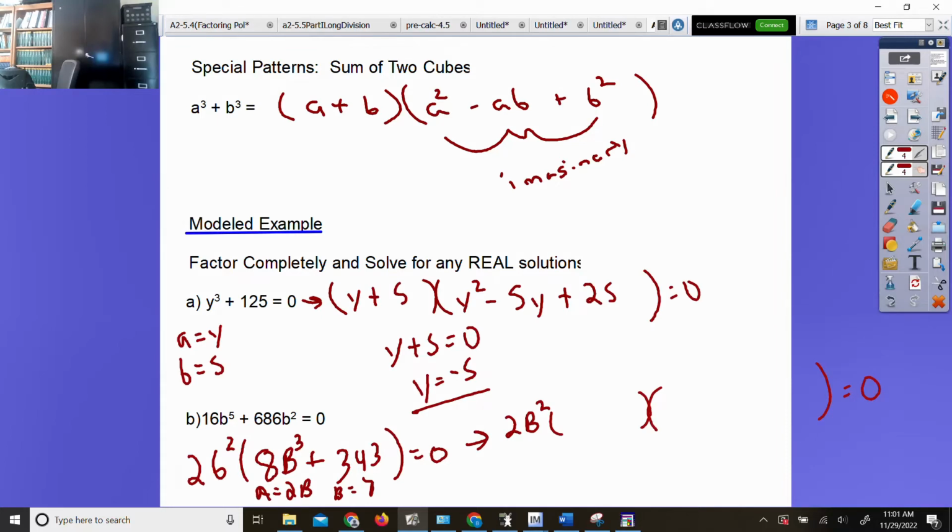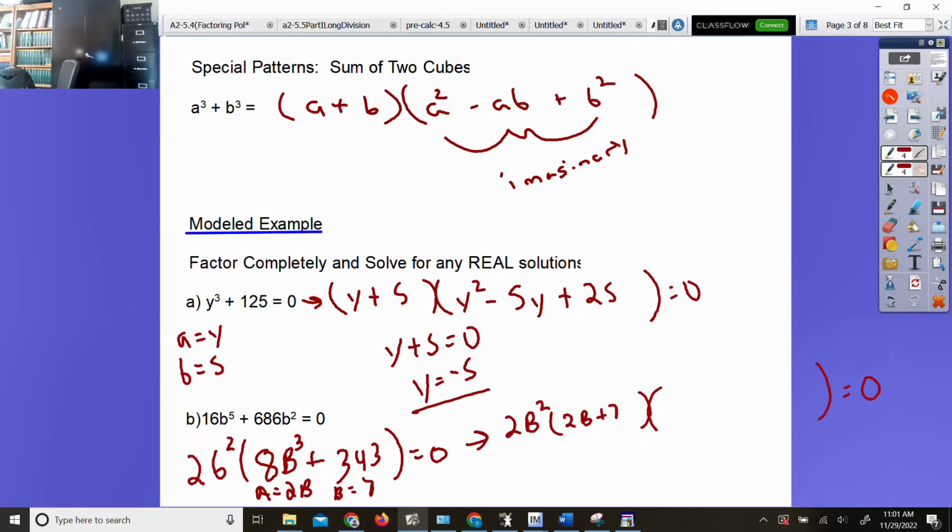We'll move on to the second factor, which is the first factor of a special pattern. Look right above. It says A plus B. What would A plus B be? 2B plus 7. The 7 is always going to be imaginary. You're still going to write it out. It says factor completely and then solve.